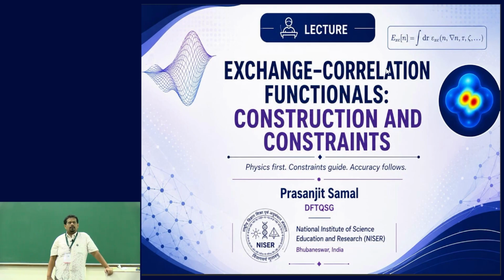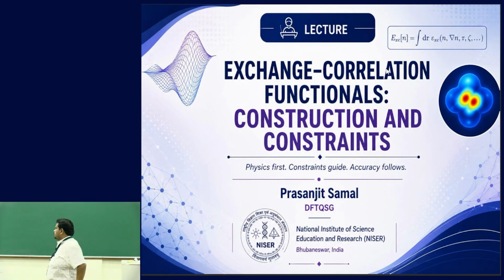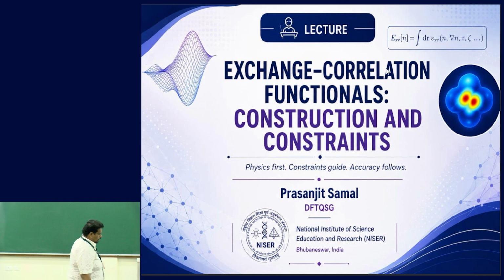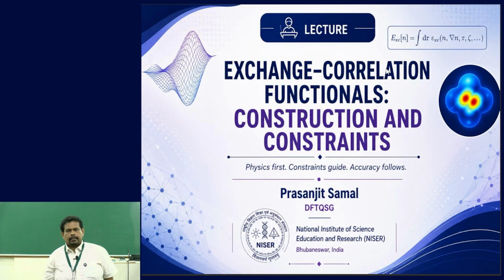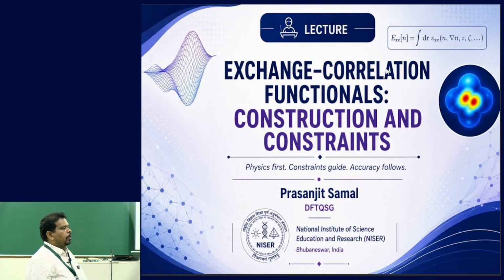Okay, so yesterday we were discussing how to design exchange correlation functionals. And there at some point we stopped at how these constraints help to design those exchange correlation functionals. Today I specifically designed this session, so I want to talk about all those constraints that should be exactly satisfied, or if they are violated, then what will happen.